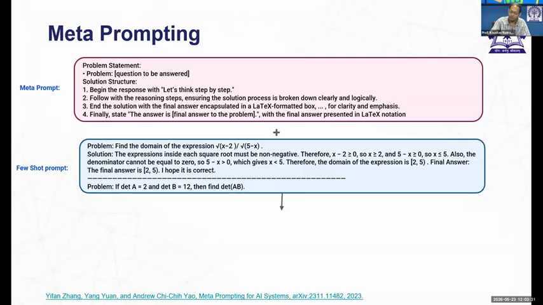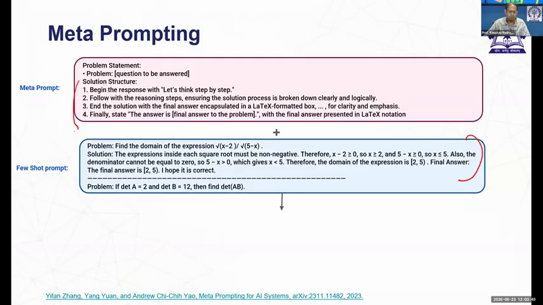Now, after basically giving this to the LLM, I am asking a question: if determinant of A is equal to 2 and determinant of B is equal to 12, then find the determinant of matrix multiplication AB. Okay. And along with this few shot prompting, what do I have? I have this meta prompting, these 4 questions.